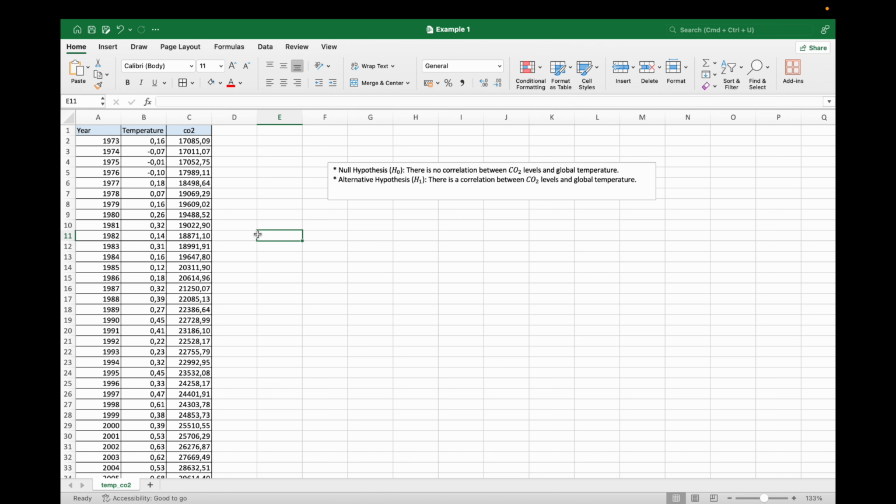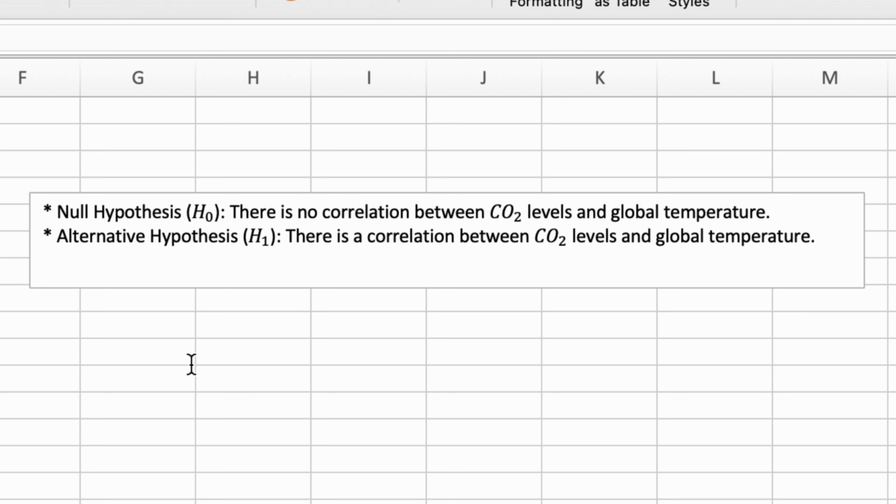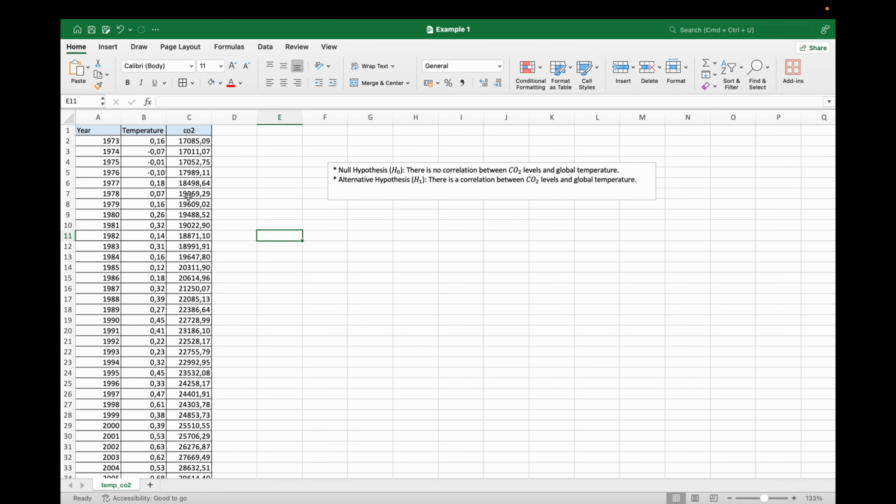First step is to state the hypothesis. The null hypothesis is there is no correlation between CO2 levels and global temperature. And the alternative hypothesis is there is a correlation between CO2 levels and global temperature. Now here I have a data set which I collected from NASA. I will perform the statistical test in Excel.